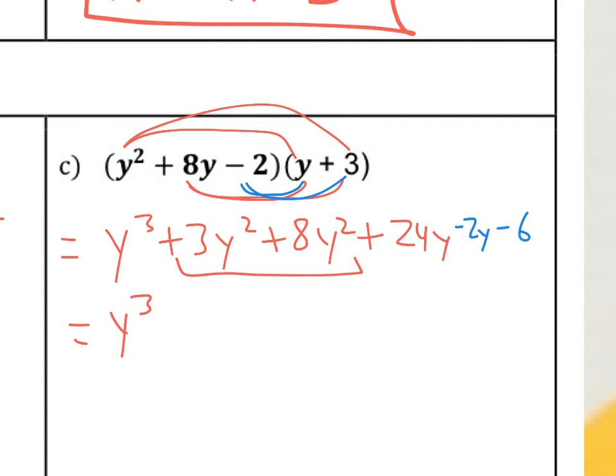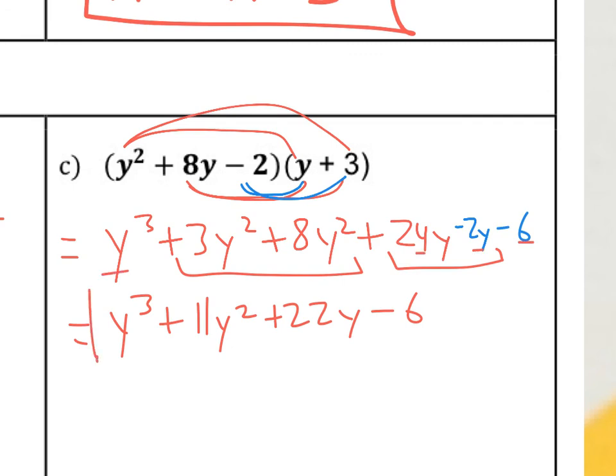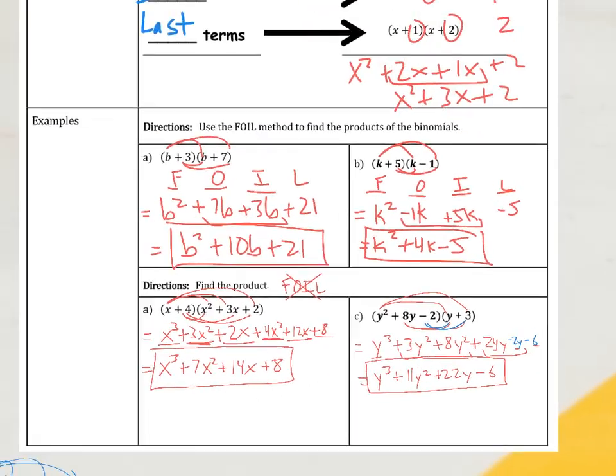And put it all together. Combine the y squareds. That's going to give us 11y squared. Combine the y's. 24 minus 2, 22y, and a minus 6. Okay? So I didn't really underline. I kind of boxed as we went there. That's the idea. All right, hope that helps.